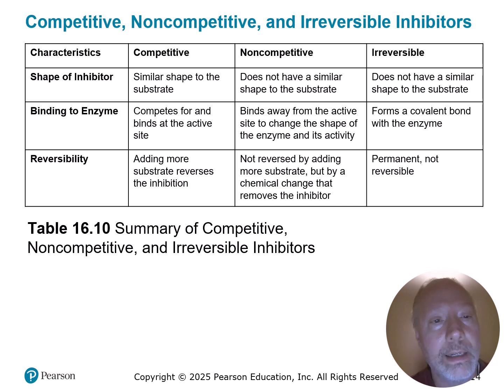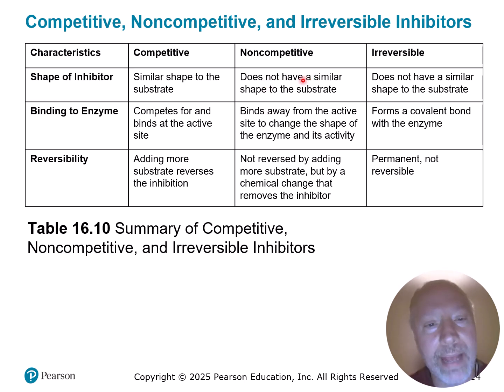The characteristics of the shape of the inhibitor, the binding to the enzyme, and the reversibility in competitive, non-competitive, and irreversible forms of inhibition or inhibitors that do such. So summarizing this up, if it's a competitive inhibitor, the shape of the inhibitor is going to be similar to the shape of a substrate.